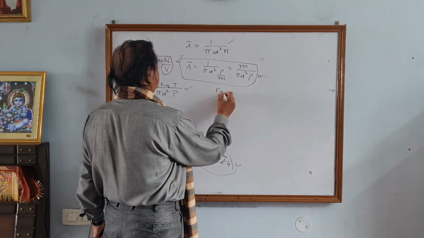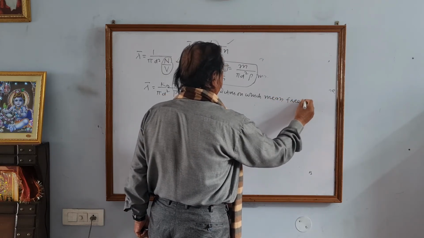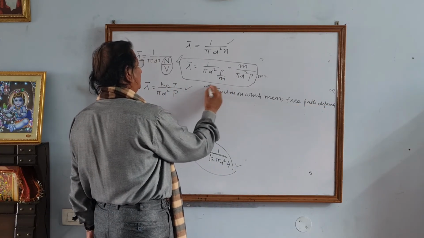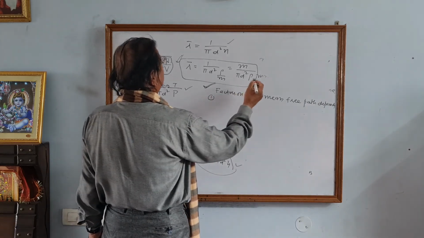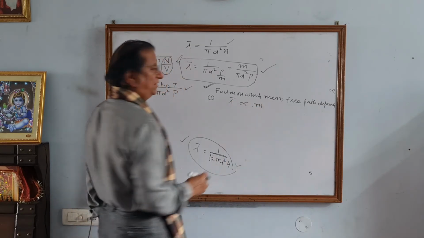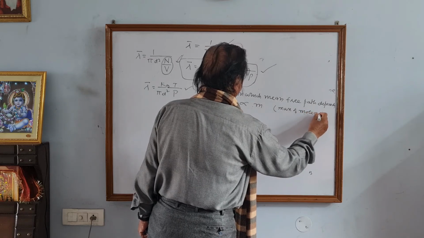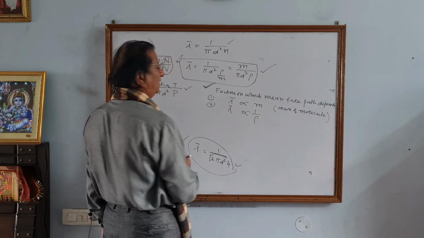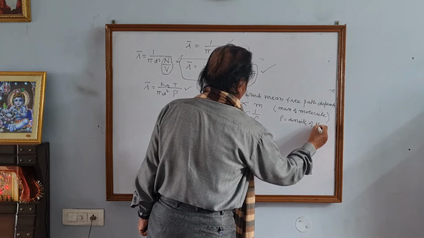Factors on which mean free path depends. Okay, number one, making use of this relation, mean free path is directly proportional to the mass of the molecule. M is the mass of a molecule. Number two, mean free path is inversely proportional to density. Rho is the density of the gas.